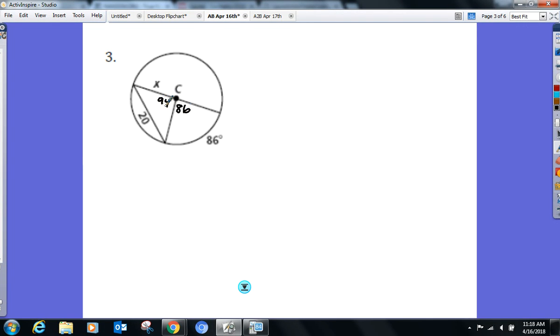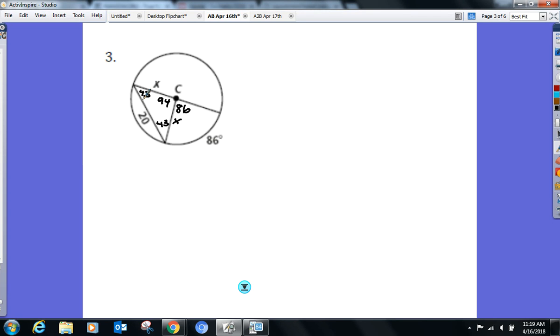What is x referring to? That's a radius, right? And in any circle, what do you know about all the radii? Congruent. What type of triangle is that right here? It's isosceles. What about the angles across from the congruent sides? They're also congruent. So what are those angles? 43 degrees. And this kind of resembles the last problem now.